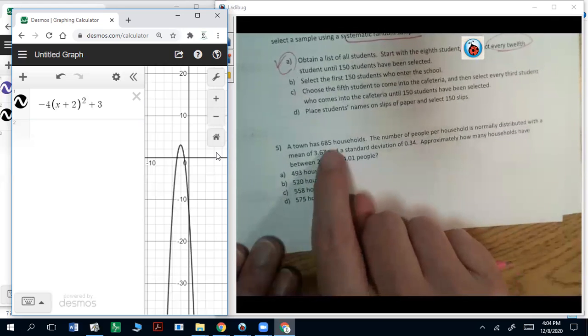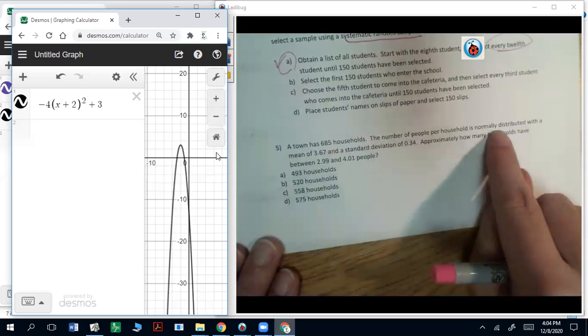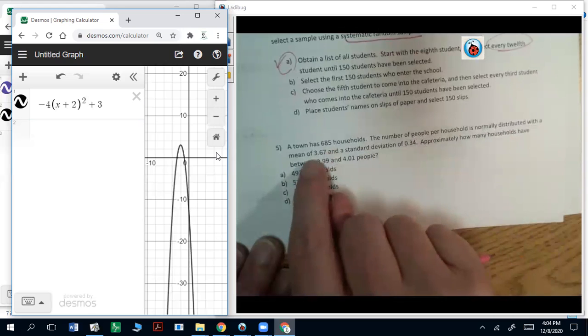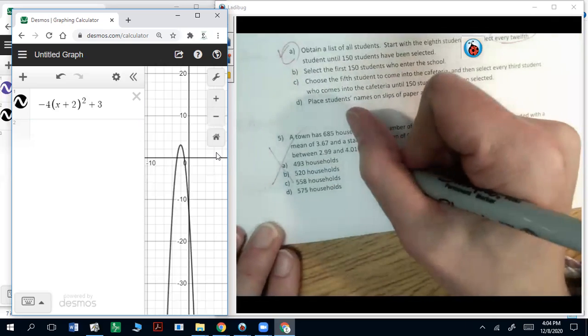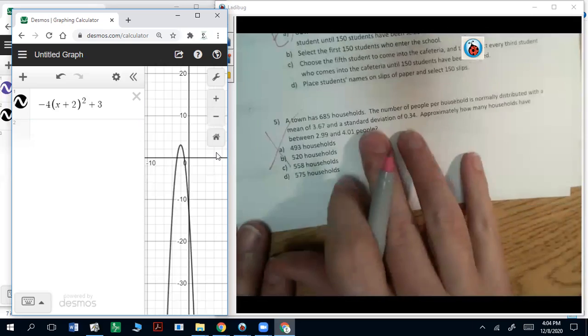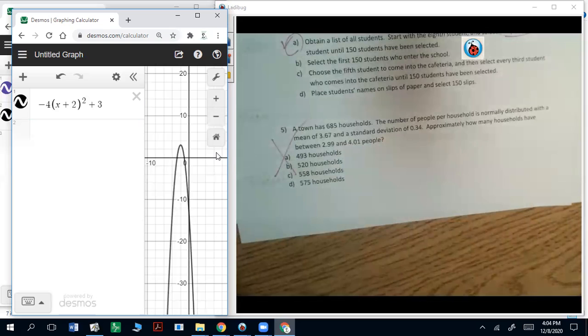Number 5, a town has 685 households. The number of people per household is normally distributed with a mean of 3.67. Just go ahead and skip that. We don't need that. But if you're interested, take AP Stats. I'll be happy to teach you that. Go over all the normal stuff.